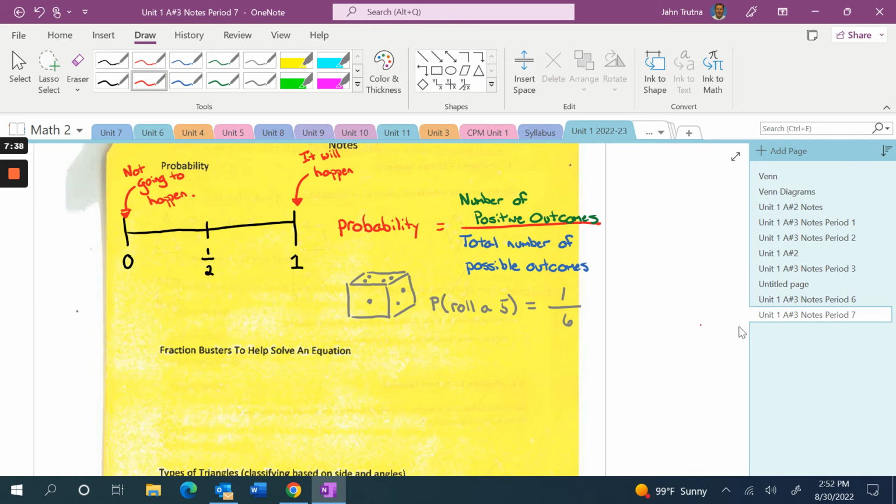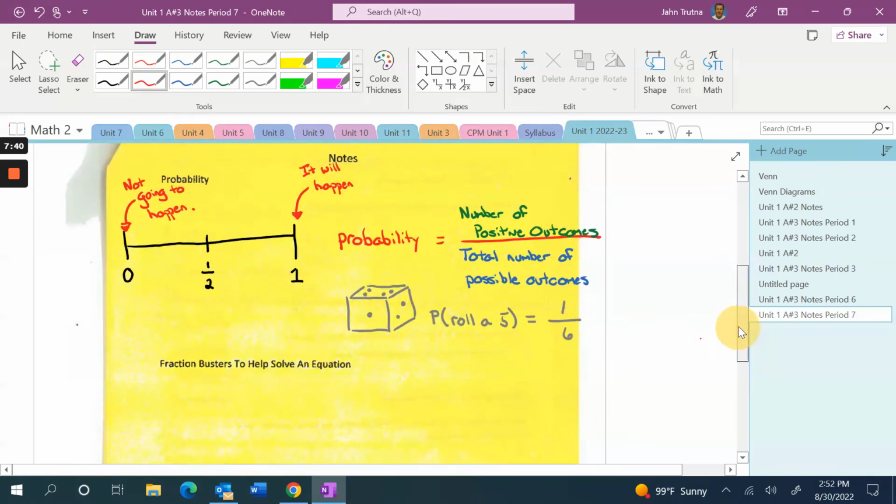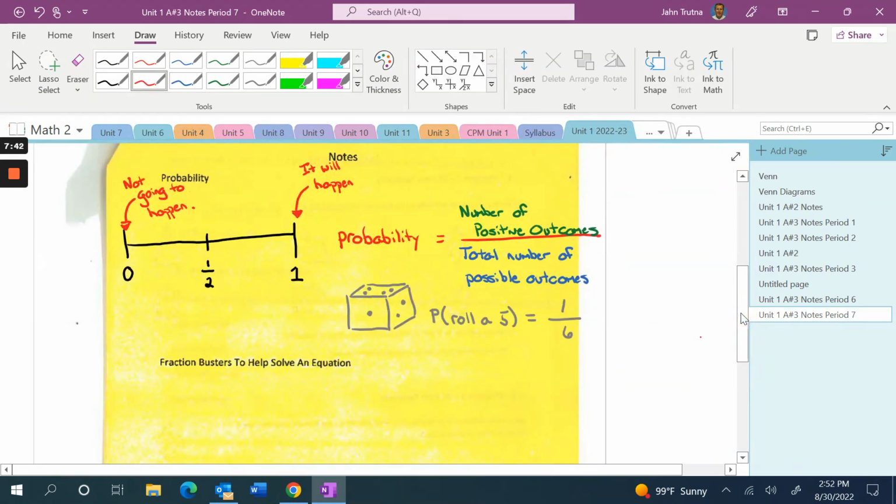All right? Okay. So there's probability, you guys. Everybody understand the general concept of probability? Okay, let's review. Probability, you always write the answer as a fraction.